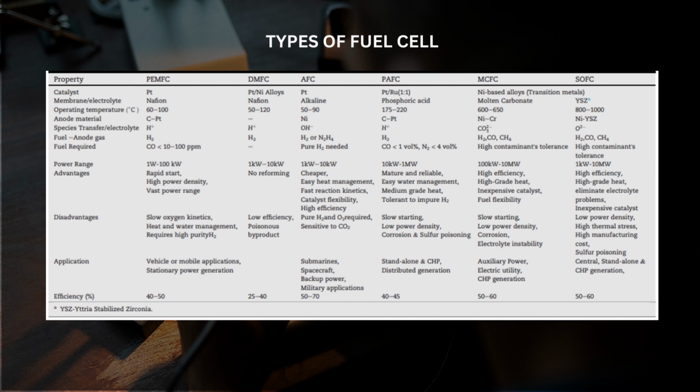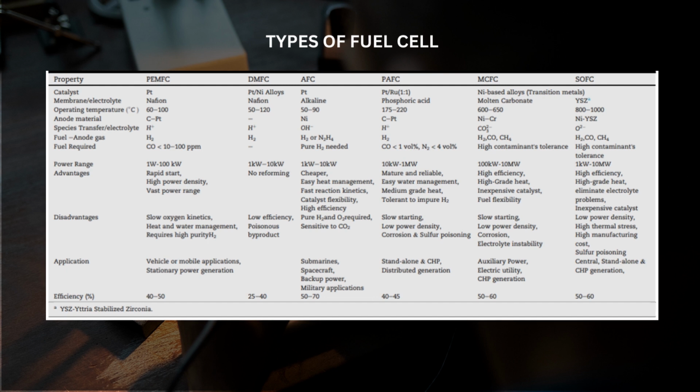Second, we have the direct methanol fuel cell, that is DMFC. DMFC uses methanol as a fuel and operates at a low to moderate temperature. They are used in portable electronic devices such as laptop batteries and small power generators. Third, we have the alkaline fuel cell, AFC. AFC uses an alkaline electrolyte, usually potassium hydroxide, and was one of the earliest types of fuel cell used in the US space program and military applications. They are not as commonly used today, but find application in specialized niche areas.